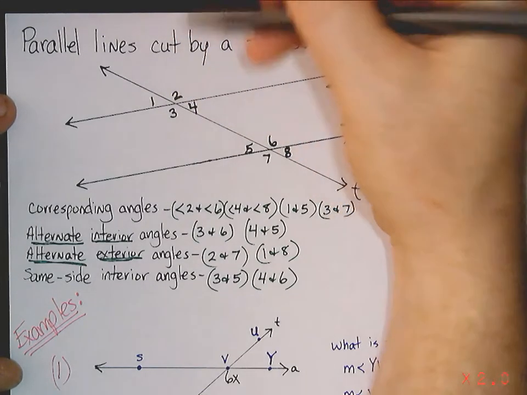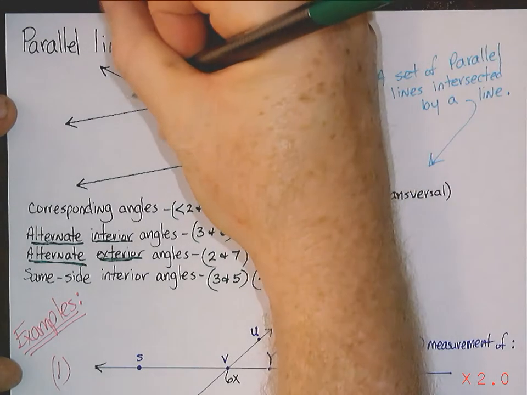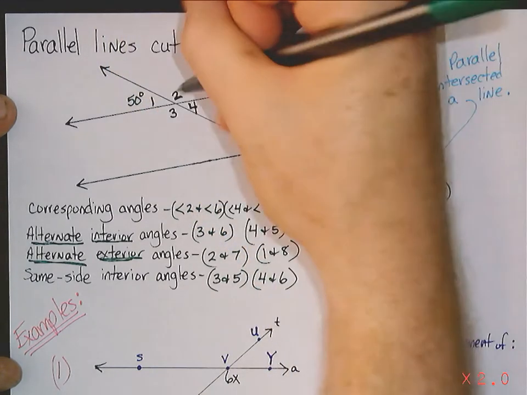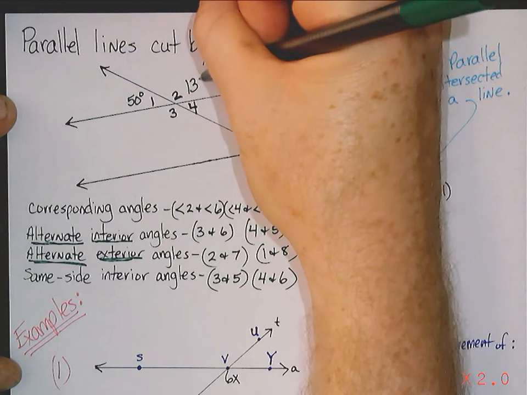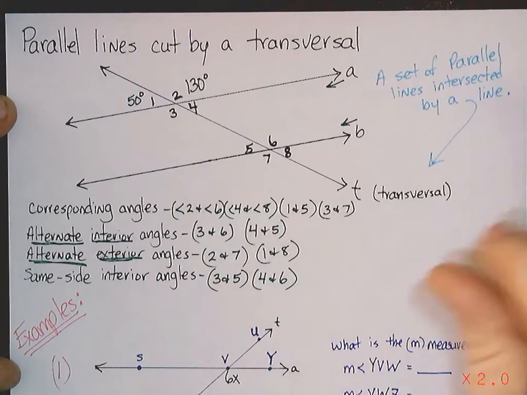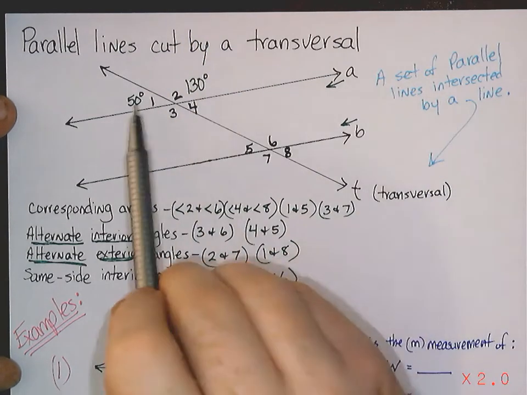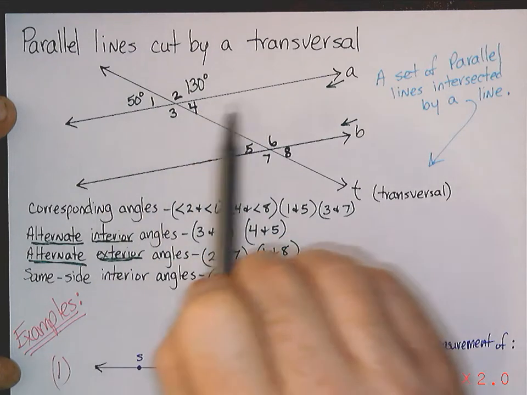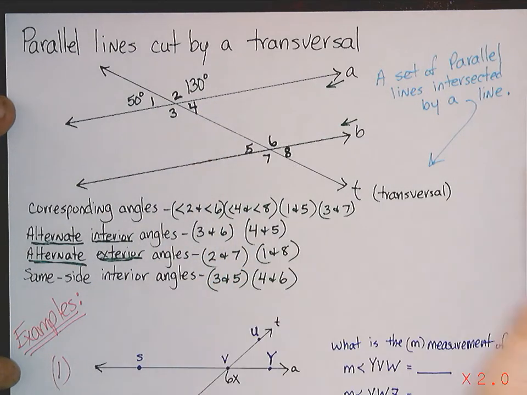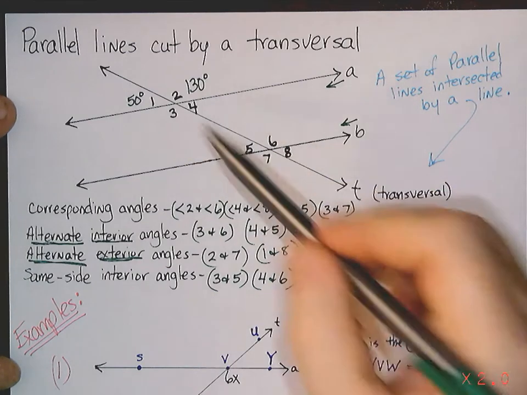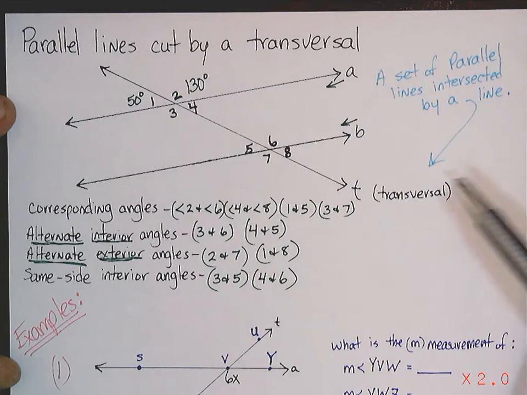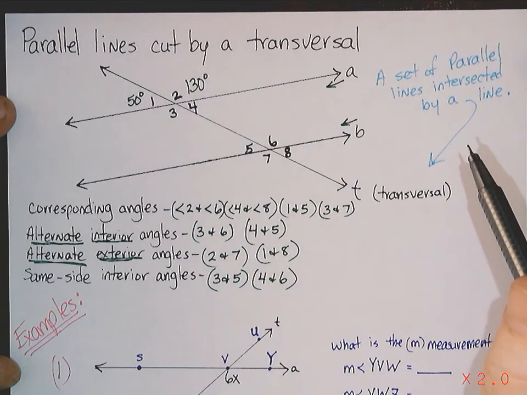If, let's say, angle 1 is 50 degrees, that means angle 2 has to be 130 degrees. There's no ifs, ands, buts about it. It's got to be 130 because both of those angles combined equals 180 degrees, a straight line. Now the cool thing about this is everything else in this is going to either be 50 or 130. That's it. You only have two choices.